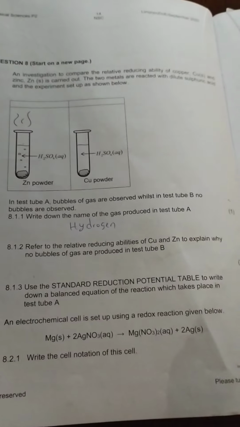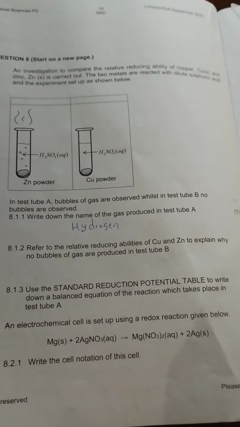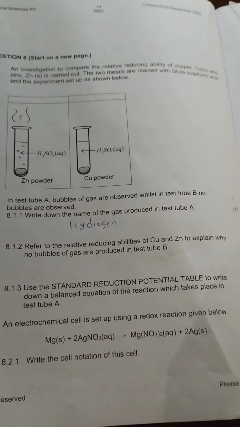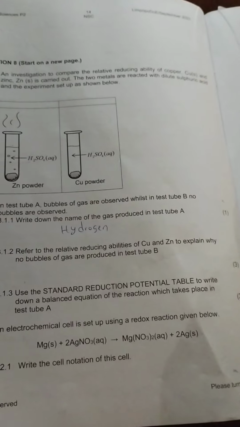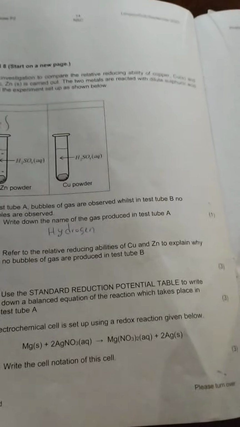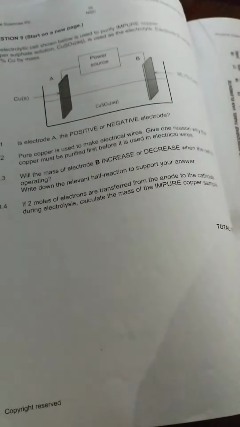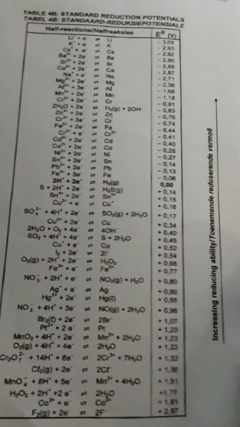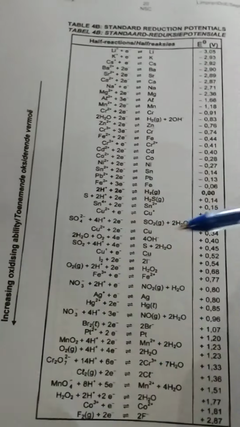They're asking us to refer to the reducing capabilities of Cu and Zn to explain why no bubbles are formed in A and B. So let's go and compare Cu and Zn. I'm going to show you how to compare them. The arrows will direct us. These two arrows are going to direct us on how to solve this.